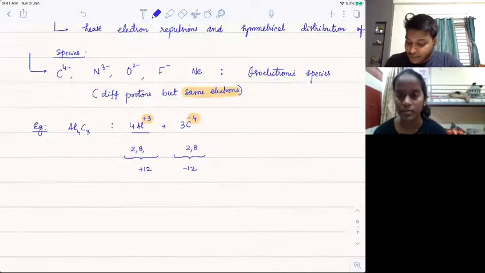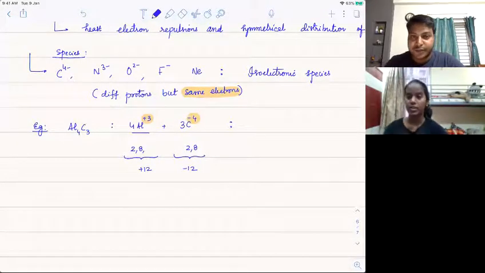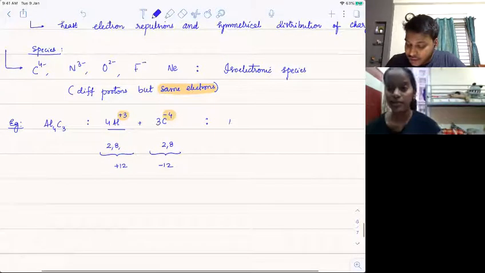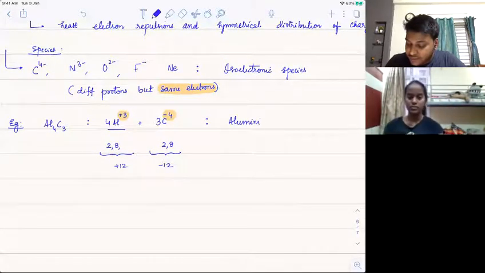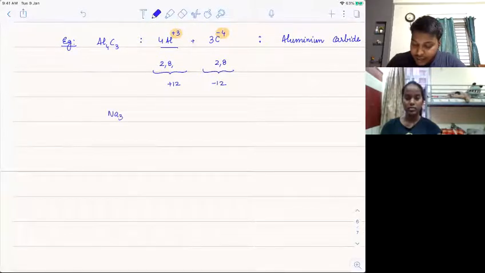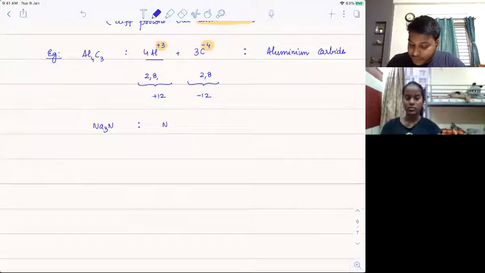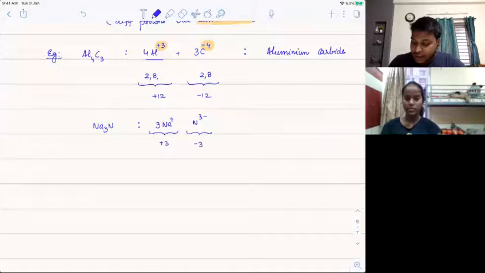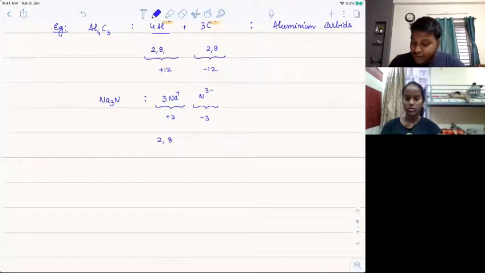So this is how carbon can exist. It could exist with aluminium, and we call this aluminium carbide. Similarly, if I take Na3N, this is sodium nitride. So how is this? See, you have 3 sodium with plus and N with 3 minus. Now see the overall charge here also, it is +3. Nitrogen has -3. If you see the configuration also, this is 2,8, this is 2,8.